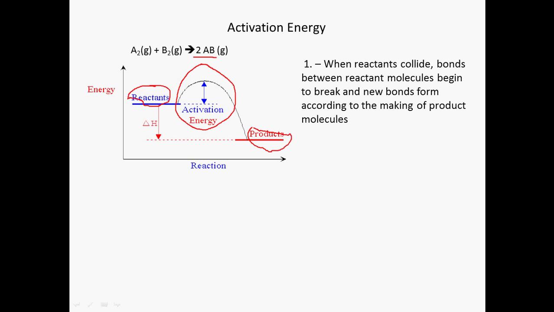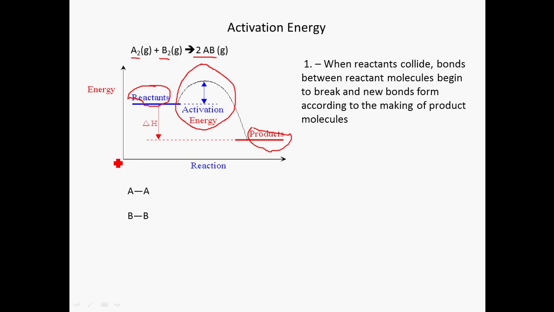First of all, our reactants are going to start to collide. As our reactants collide, bonds between our reactant molecules, in other words, our bonds between our A's and our bonds between our B's, are going to start to break. And as they start to break, new bonds are going to start to form. We haven't formed our product yet. This is just happening when the molecules are colliding.